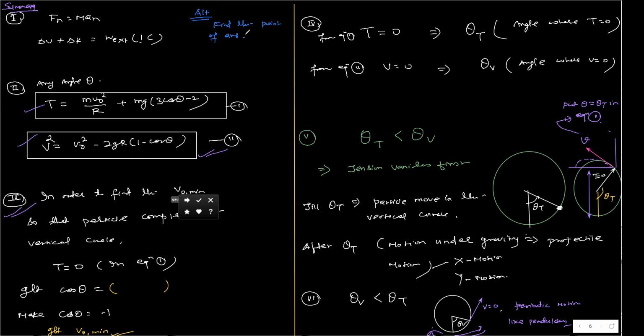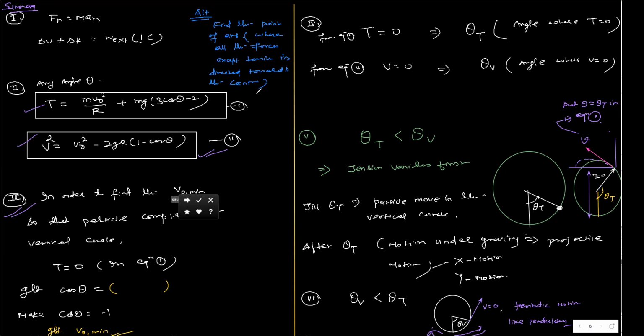And what is the point of ambiguity? It is where all the forces except tension are directed towards the center. Here the only force except tension is gravity, and gravity is directed towards the center at the highest point. So that will give you the point of ambiguity.